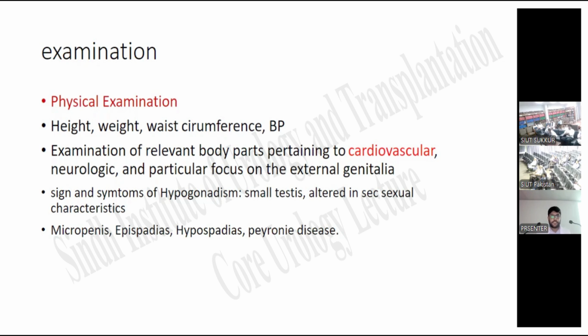Examination. Physical examination: height, weight, waist circumference, BP, examination of relevant body parts pertaining to cardiovascular and neurologic systems, and particular focus on the external genitalia. Signs and symptoms of hypogonadism: small testes, altered secondary sexual characteristics, micropenis, epispadias, hypospadias, Peyronie's disease.